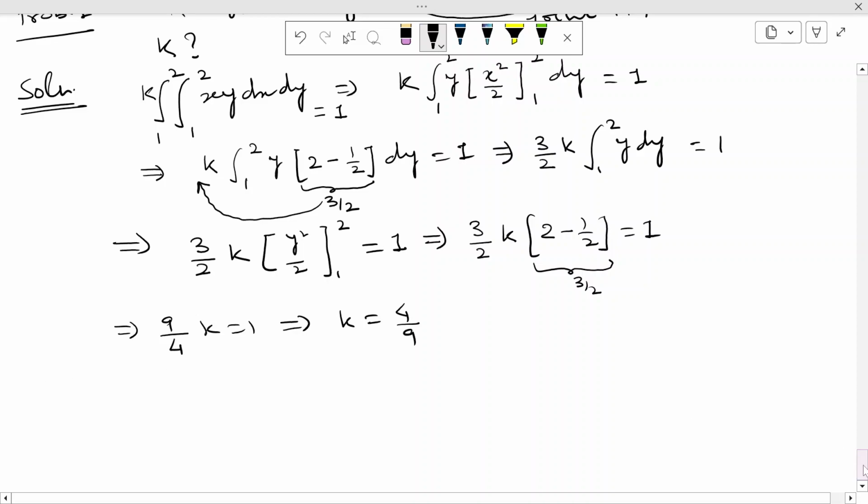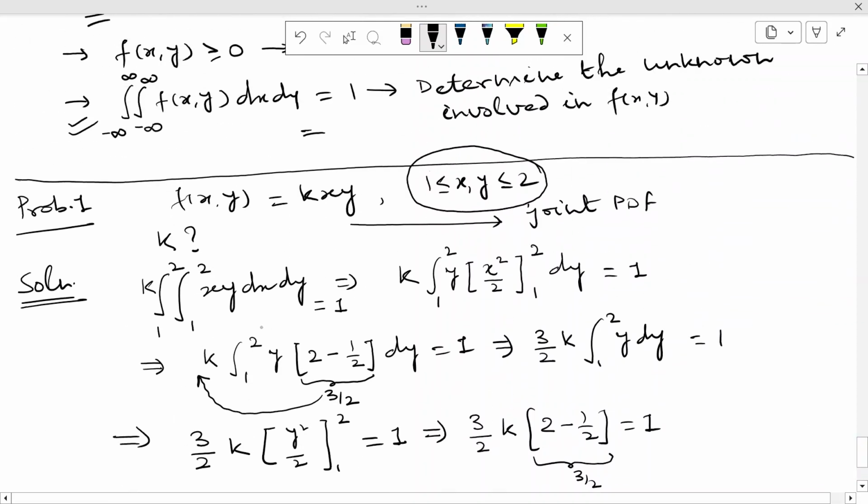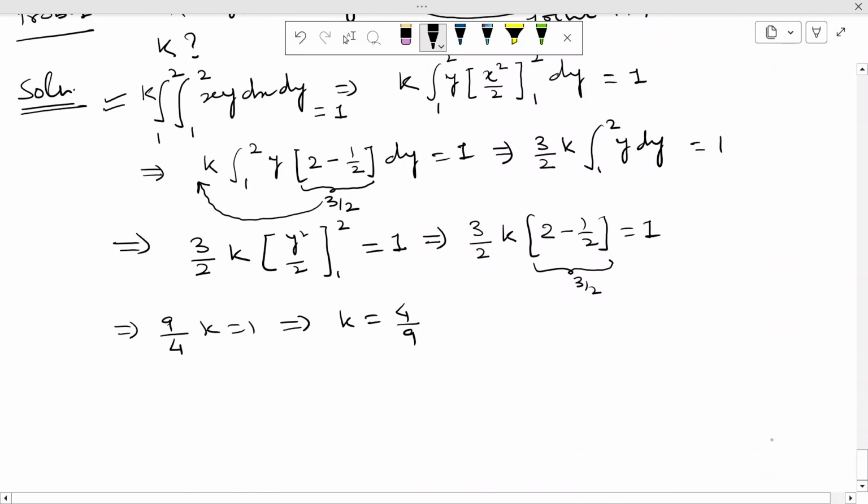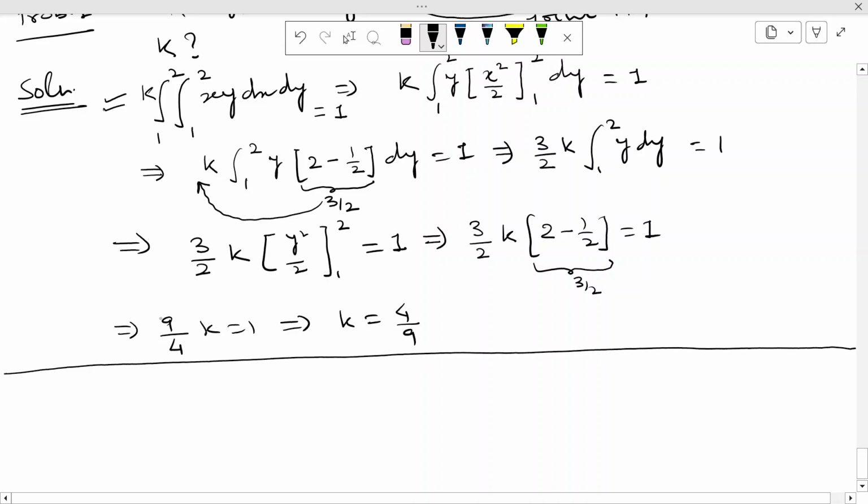So this is how we can obtain the unknown involved in the expression of our joint PDF. Now it is very important that whenever you are dealing with a two-dimensional continuous random variable, because every time we need to perform this double integral, it is strongly recommended that you have a clear understanding of multiple integrals, in particular the double integral, because if you do not have the concept of the double integral, then you cannot deal with the problems on two-dimensional continuous random variables.